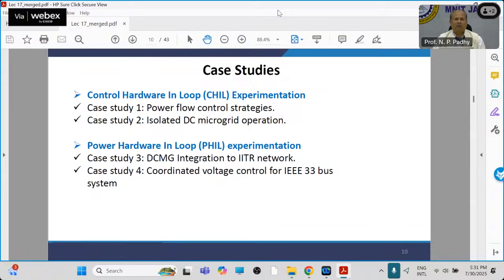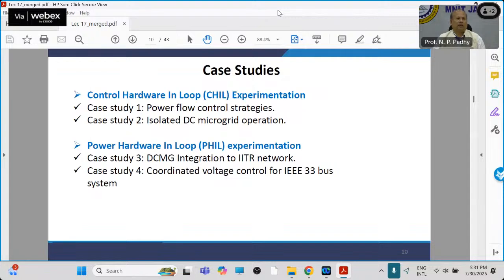In control hardware in loop, CHIL, experimentation, we have experimented with two case studies. The first is power flow control strategies, and the second is isolated DC microgrid operation. These two are control hardware in loop simulations. The other two are power hardware in loop simulations.